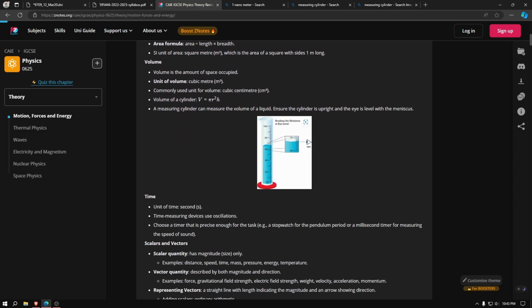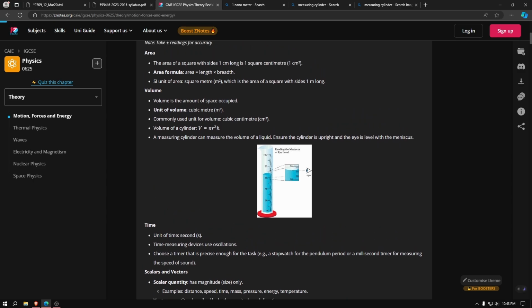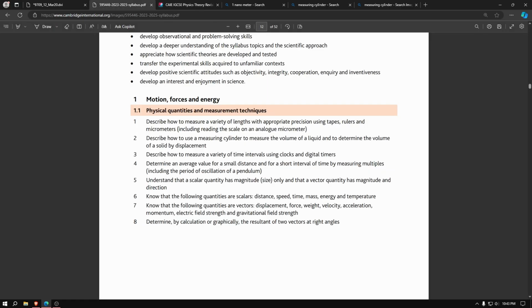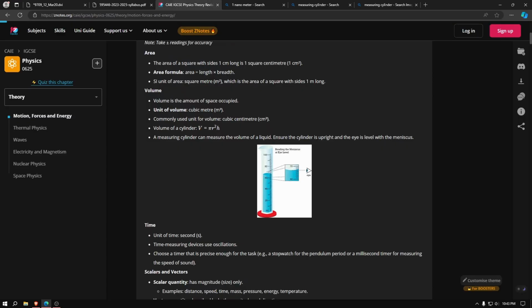And here is also a measuring cylinder. And as you can see, they have poured a liquid here. Now, the next part says determine the volume of a solid by displacement. Okay, this one. So here there is water, and you have found out the volume, right? Using height.